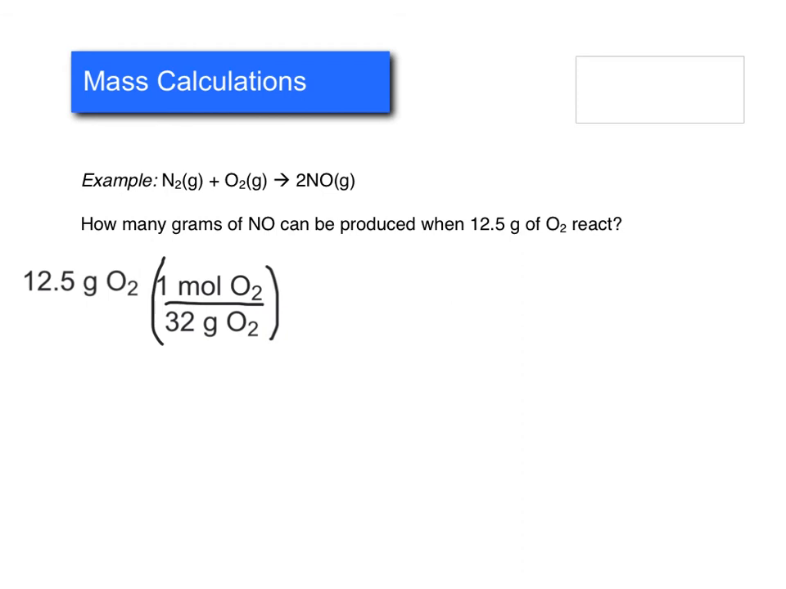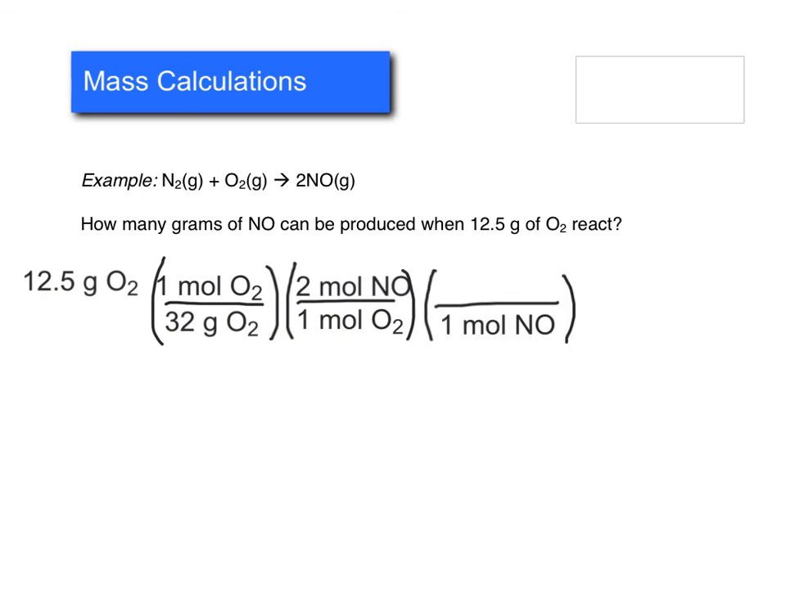So we know that 1 mole of O2 can make 2 moles of NO. Again, we want moles of O2 on the bottom so that it cancels. And then the last thing we want to do is convert to grams of NO, which is what our problem asks for. So we know 1 mole of NO is 30.01 grams of NO, and that's going to go on the top because grams of NO is where we're going. All right, and then if we multiply and divide all of this out, we get 23.4 grams of NO.